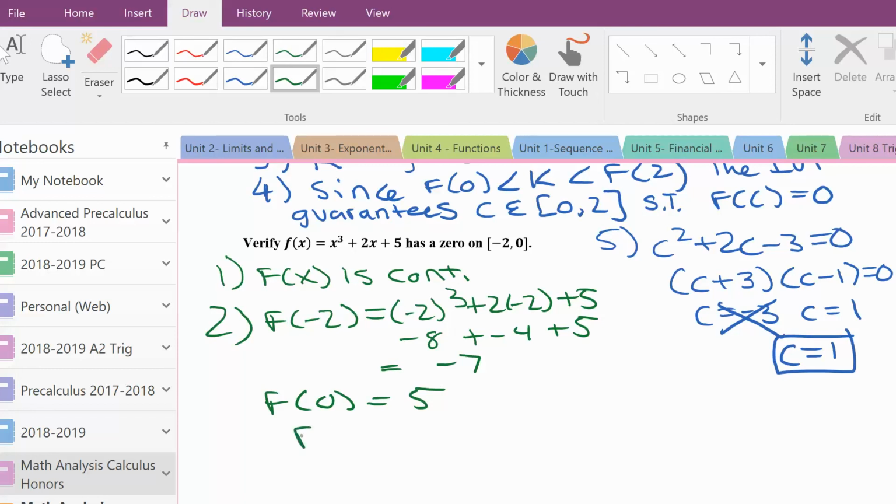So we know that f of negative 2 does not equal f of 0, and since k equals 0, because that's what it means to have a 0, is that f of c is going to equal 0. And we know 0 is between negative 7, sorry, not negative 11, negative 7 and 5.